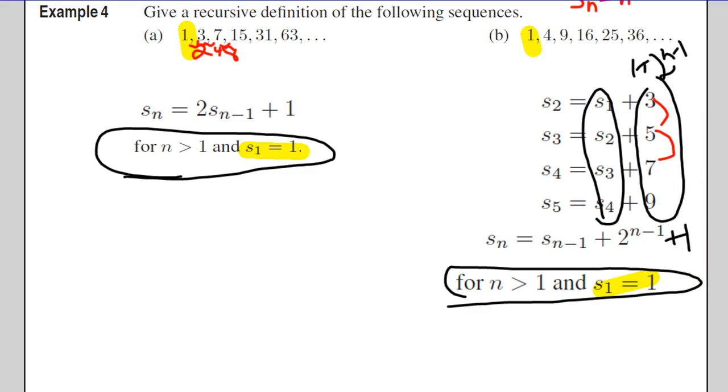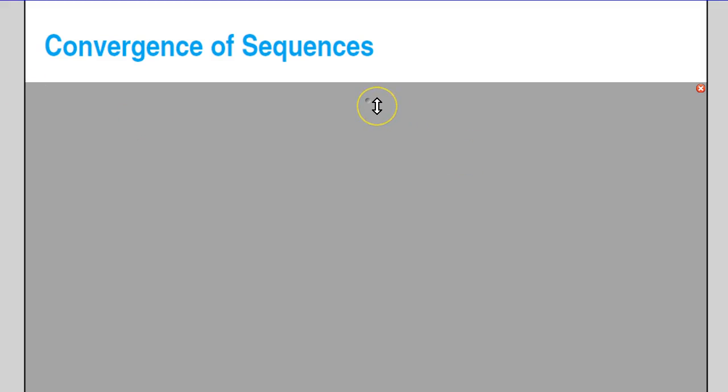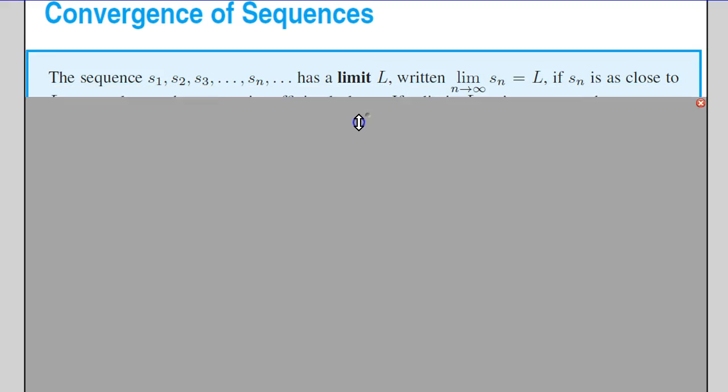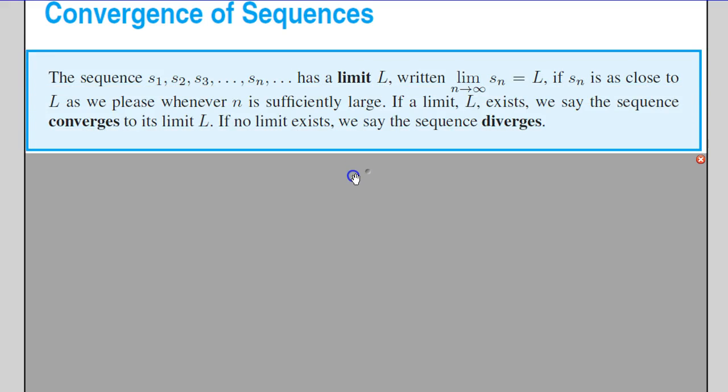Okay, one last thing before we end, talking about convergence of sequences. And this should make more sense now that we've done limits. We can say that a sequence has a limit, written just like this format, if S of n is as close to L as we please whenever n is sufficiently large. That's like epsilon delta.